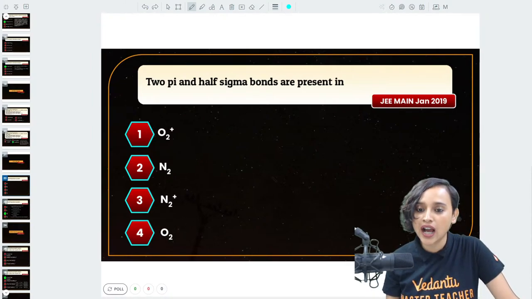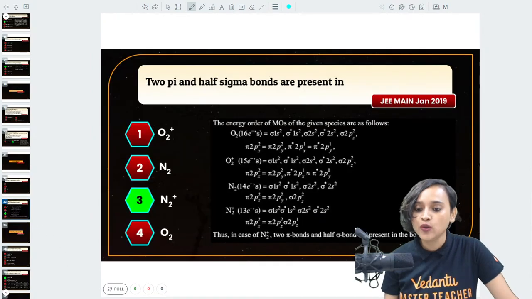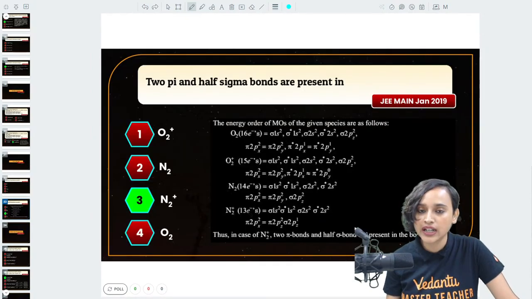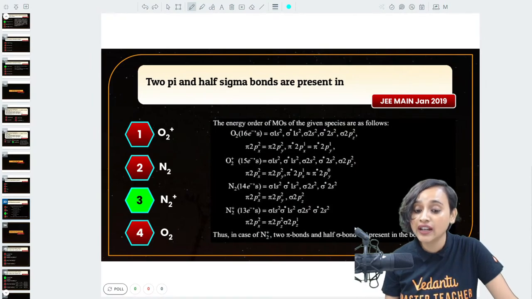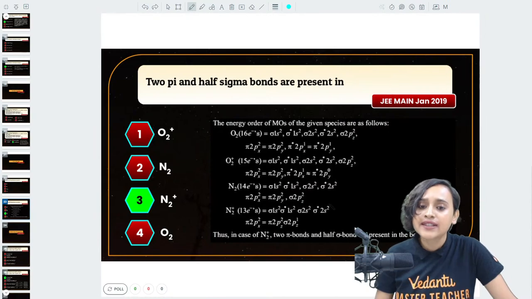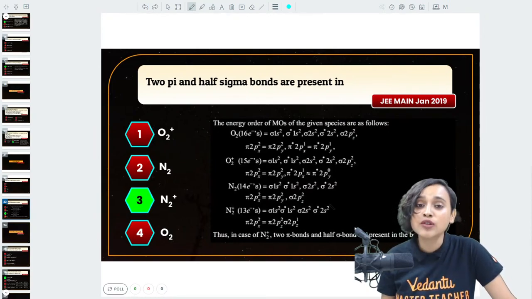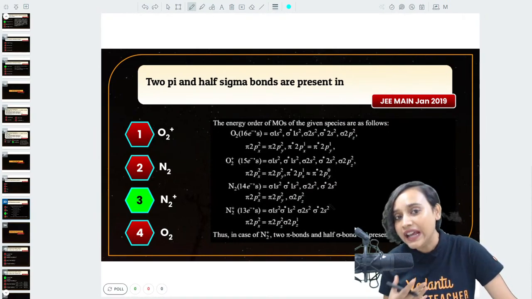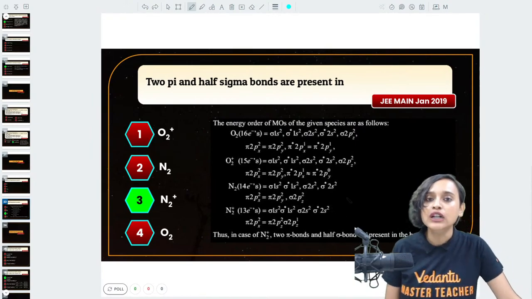What an easy question. 2 pi and half sigma bond is, of course, option 3, N2+. If you want, here is the molecular orbital as well. The energy order is also given, which you can go through later on. But some of the molecular orbital energy order, you will have to remember.